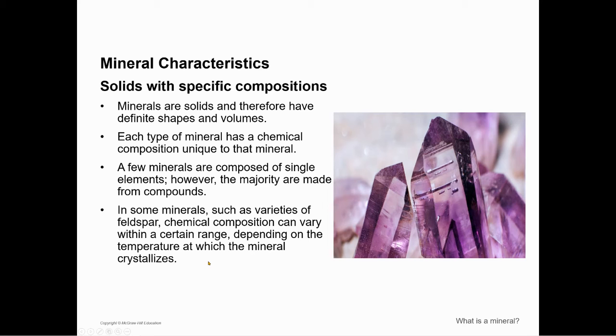In some minerals, such as varieties of feldspars, chemical composition can vary within a certain range, depending on the temperature at which that mineral crystallized. So, different temperatures give us different characteristics.